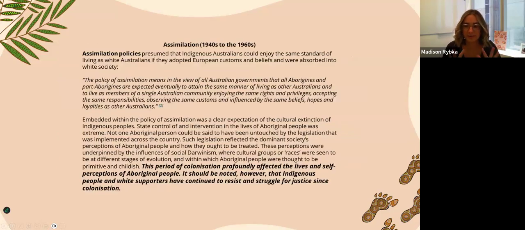So in that big, beautiful poster, it talks about assimilation and the impact that had. So the assimilation policy, where Indigenous Australians could enjoy the same standard of living as white Australians. However, that wasn't the case. So with that, they were really trying to breed out Indigenous peoples, and in bold down the bottom, it talks about this period of colonisation having such a large effect in lives and perceptions of Aboriginal people and the struggle that it has taken.